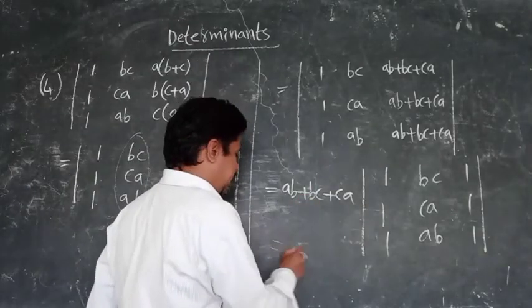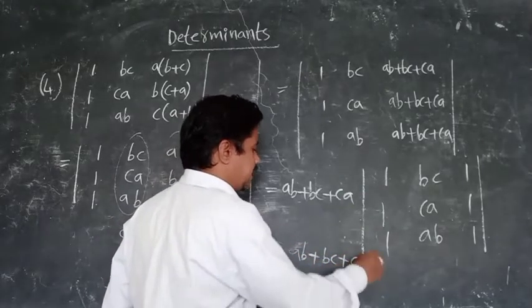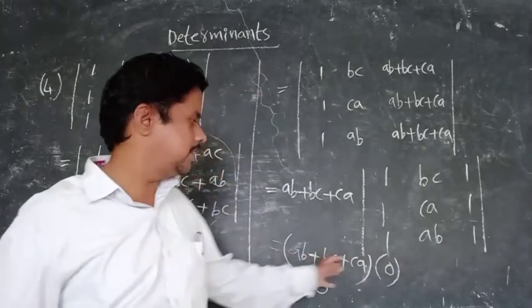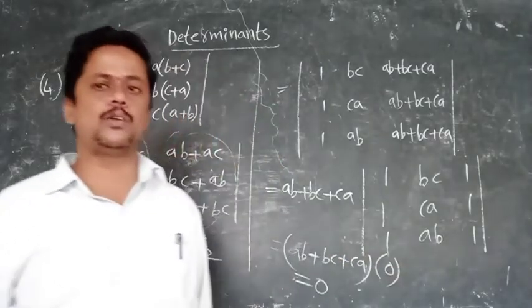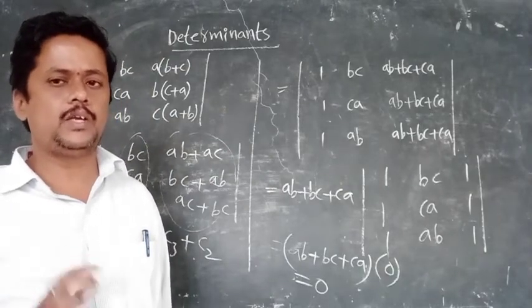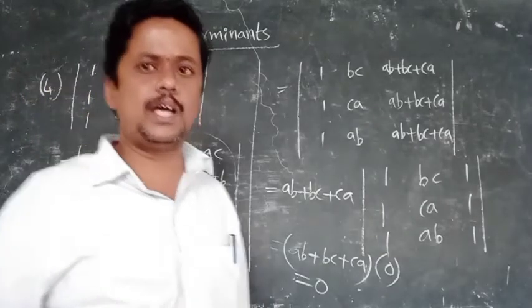So like that, this value is 0. So AB plus BC plus CA into 0 is equal to 0. 0 into anything is 0. Like that you have to simplify. Very easy problem. Okay. If you have any doubt, you can ask the doubts also. Okay. So we will see the next problem.